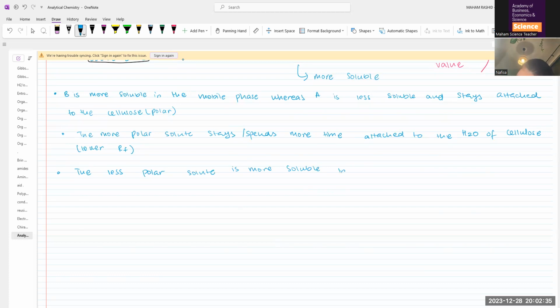Is more soluble in the solvent, non-polar, and travels up higher.